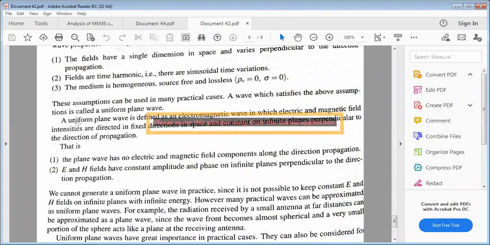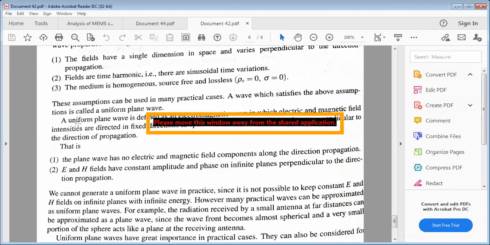Is it clear? This is a frequent short answer question maybe. These three assumptions must be made for analyzing or solving the uniform plane wave equations. What is the first point? The field must be single dimensional, and it varies perpendicular to the direction of propagation. The second point, the field must be sinusoidal in nature. And the third point, the medium must be homogeneous, source free and lossless.